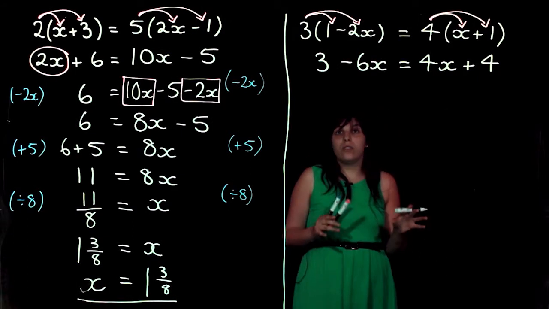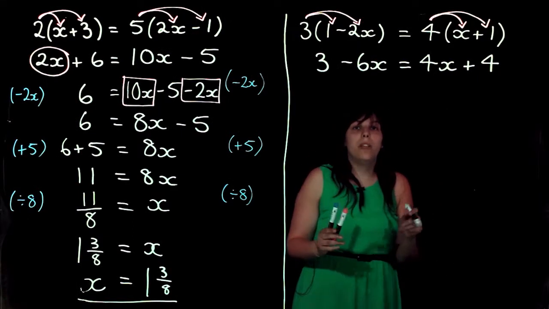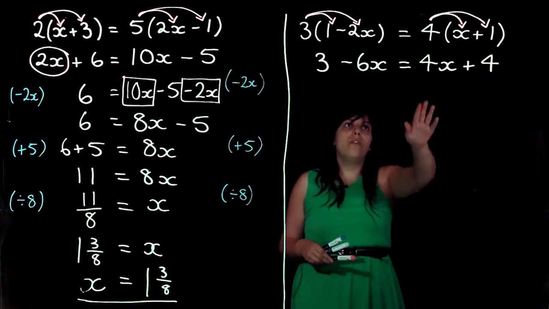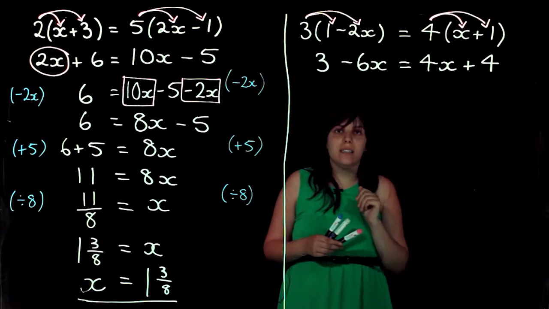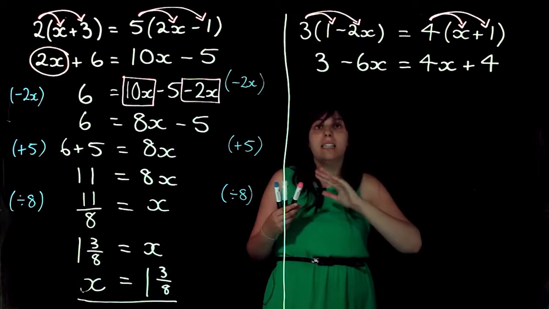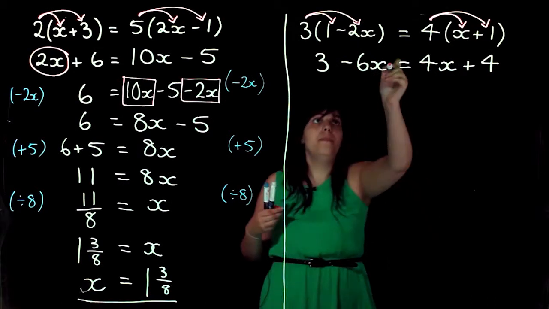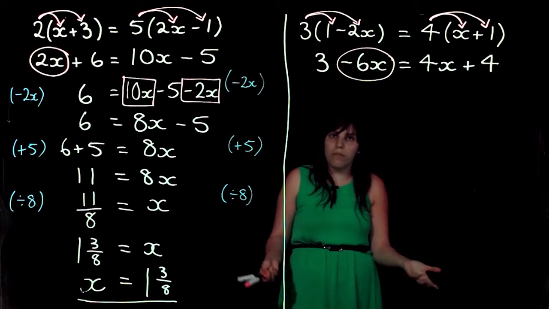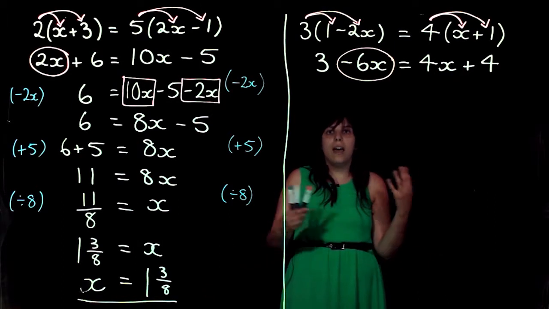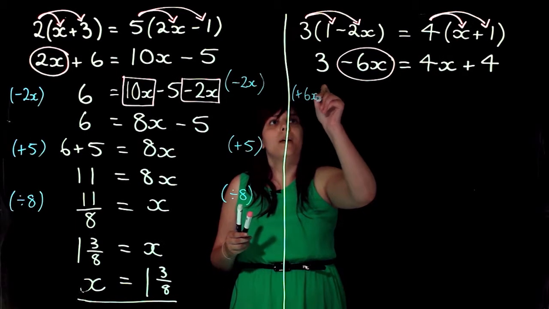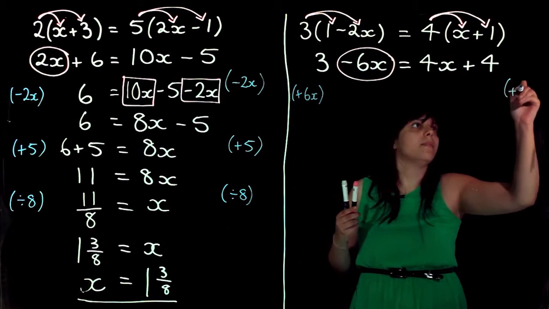So now I've got an x on both sides, which isn't what I want. So I need to look for my smallest x. So I've got 4x and I've got minus 6x. Which one's going to be smaller? Well, because it's a minus 6x, that one's going to be our smaller one. So that's the one we want to get rid of. How do I get rid of minus 6x? Add 6x, because that's the inverse. So I'm going to add 6x to both sides.